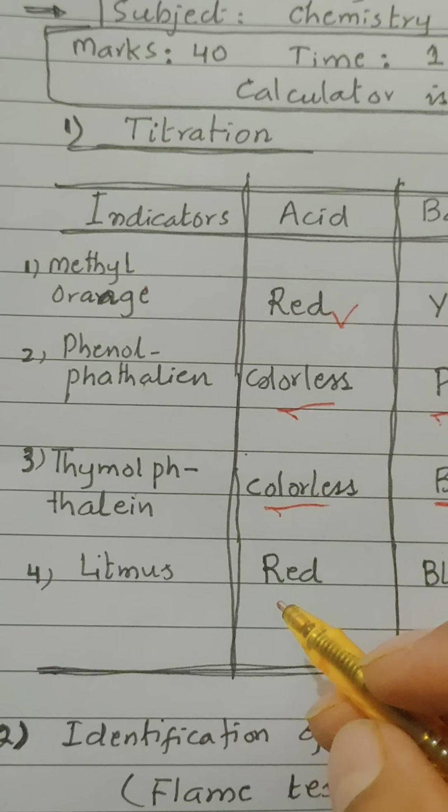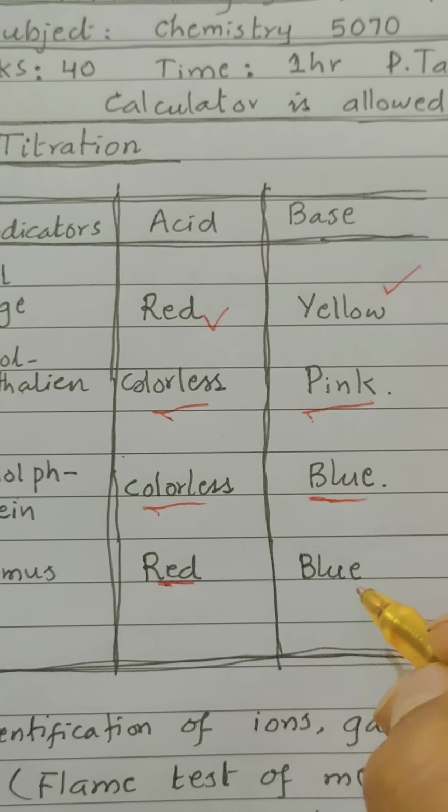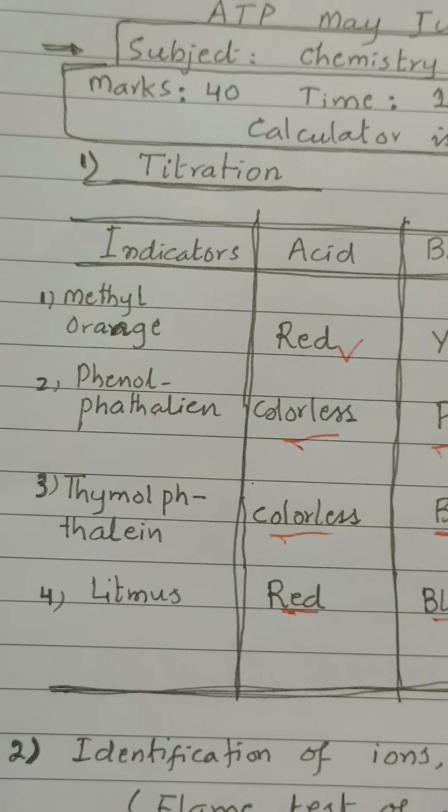The last one, which is very easy, is litmus. It will show red color in acid and blue in base. This is the first question, which is titration.